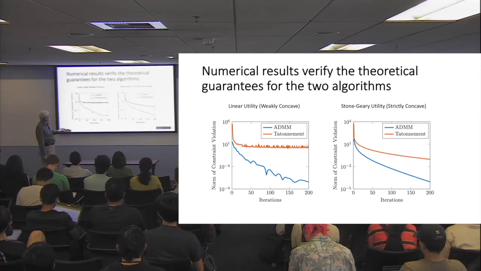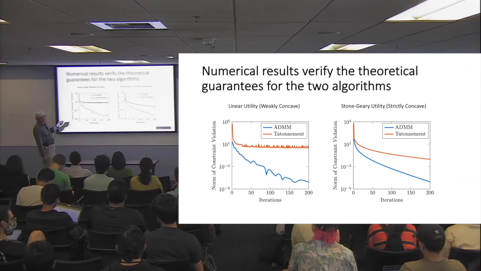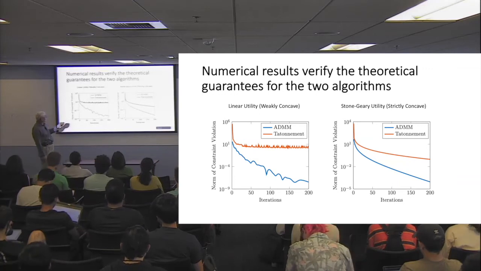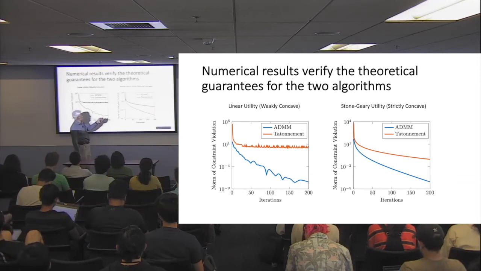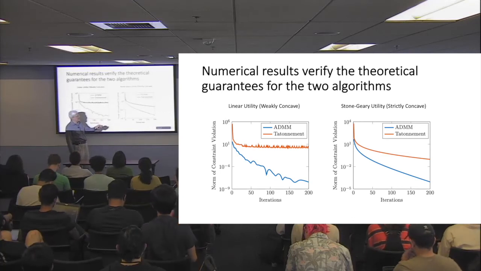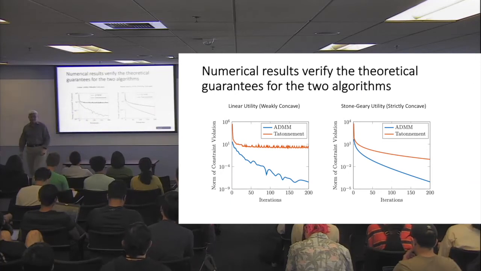Devash did a lot of computation, for example with a linear utility, which is not concave. Actually, tatonnement converges very slowly, if it converges, and this ADMM converges very fast. Then we used another utility, the constant elasticity utility, which is really concave. Still, tatonnement converges, but ADMM also converges very fast. The computation work per iteration is almost the same.